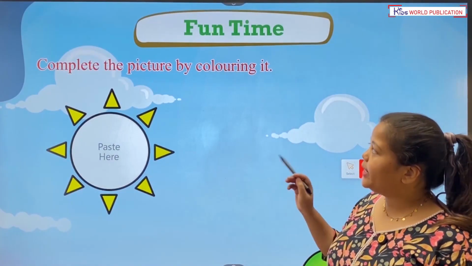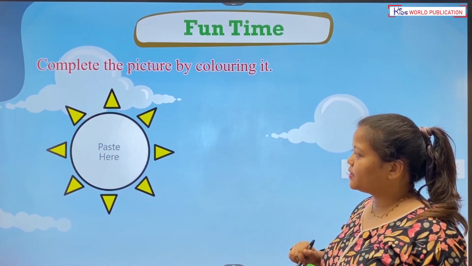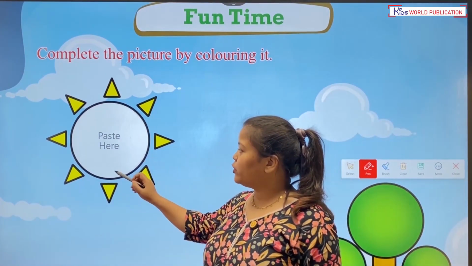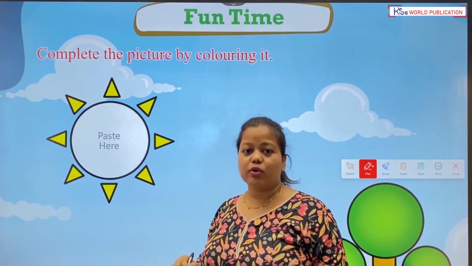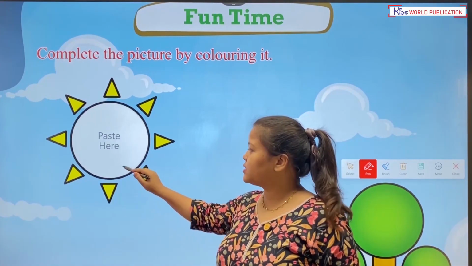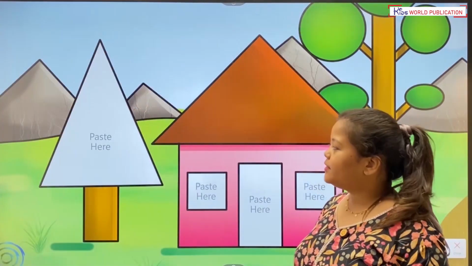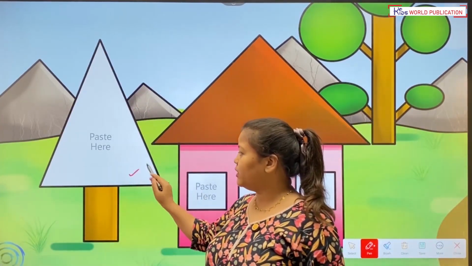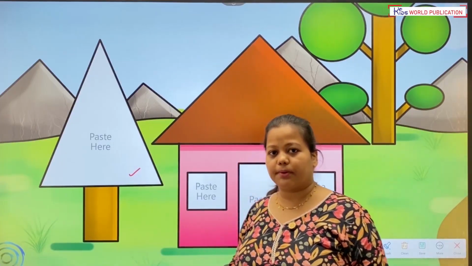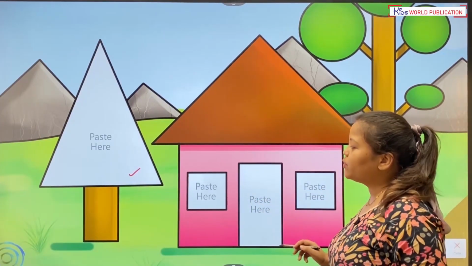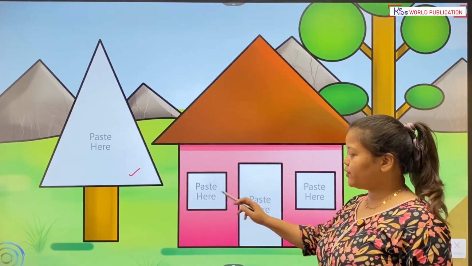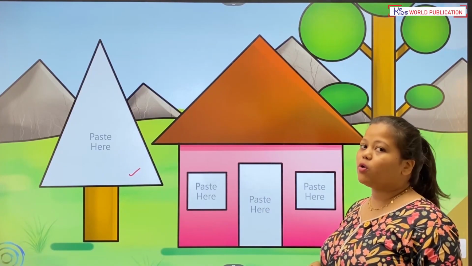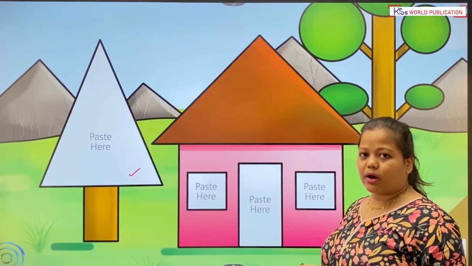Fun time. Complete the picture by coloring it. So kids, here you can see a picture of the sun, so you can color it in yellow and also paste a yellow glaze paper here. Here you can see a picture of a tree, so you can color it in green or paste green glaze paper here. And here you can see a picture of windows and doors, so you can paste brown color paper here and also color it in brown.